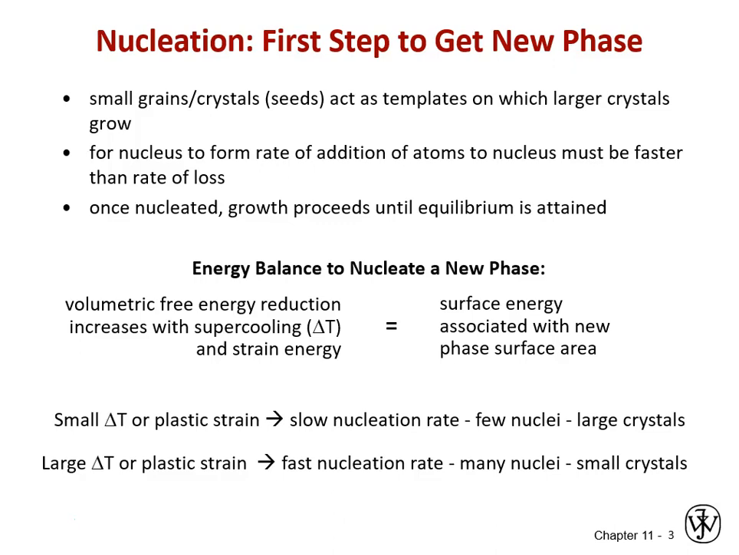And flip side, if we give a tremendous drive for our phase change with a lot of undercooling, or big temperature below the phase transformation, or above if we're heating, lots of plastic strain, high strain energy, we're going to be able to overcome the need to create a lot of new surface. So we'll have a fast nucleation rate, lots of nuclei, which will grow together and form many, many small crystals.